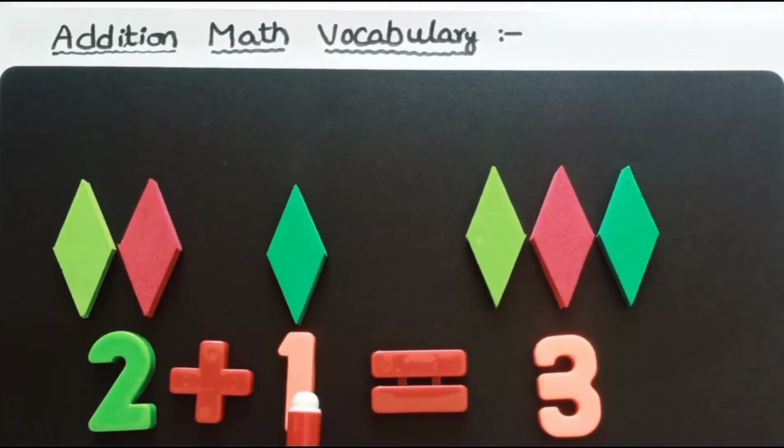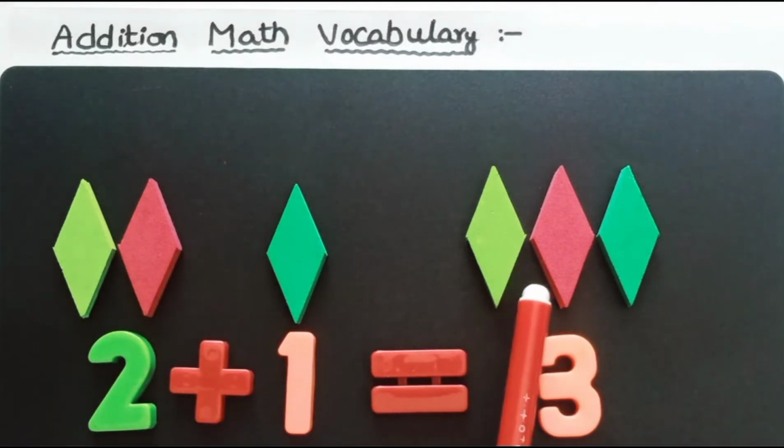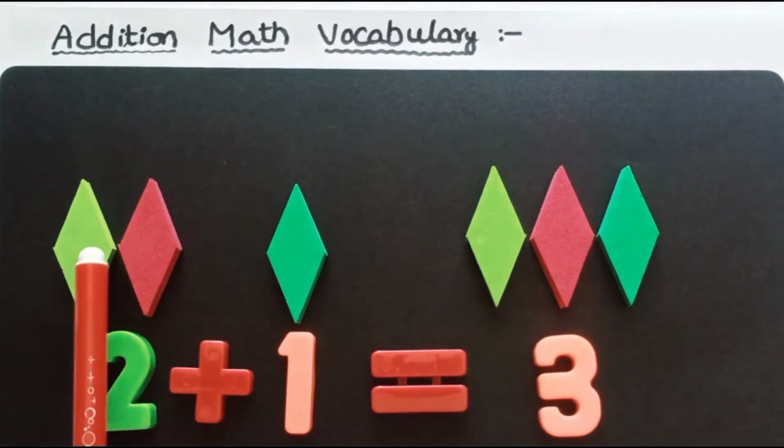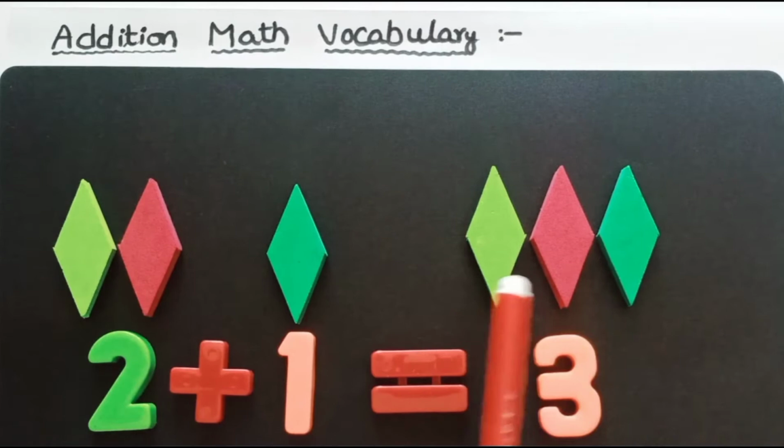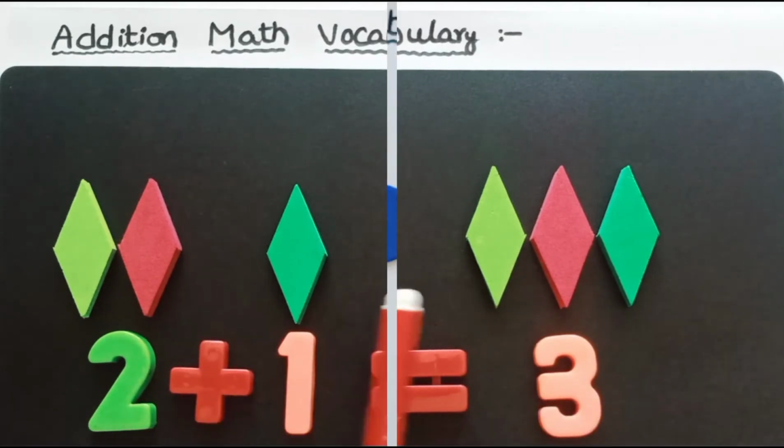Here is one more example. Addition of 1 rhombus to the 2 rhombus gives how many? 3. So 2 plus 1 equals 3. 2 plus 1 equals the sum of 3.